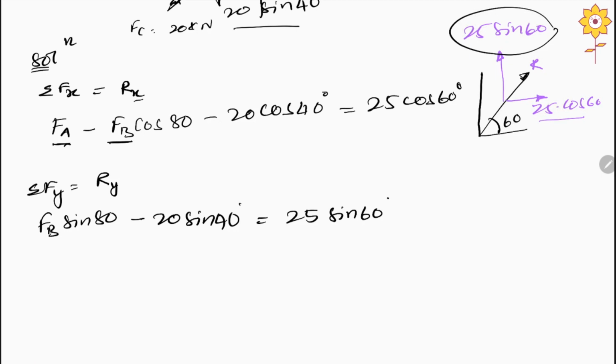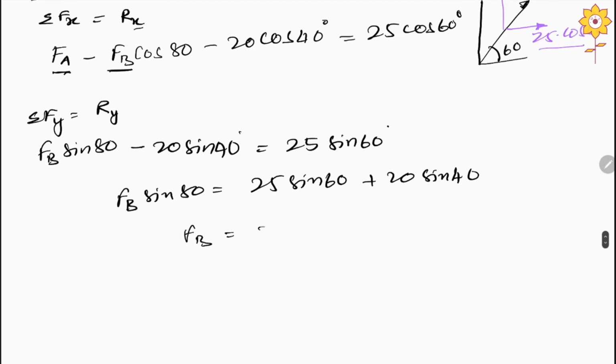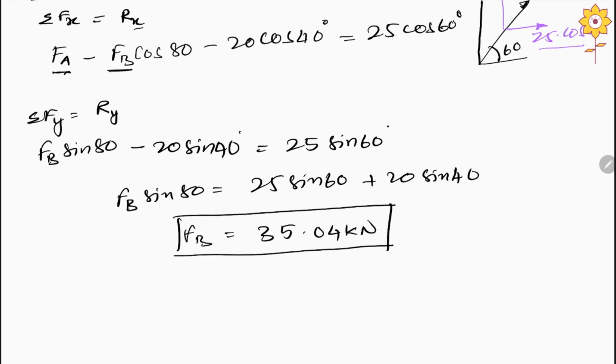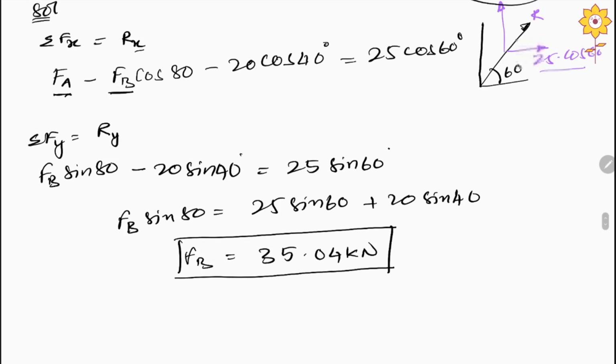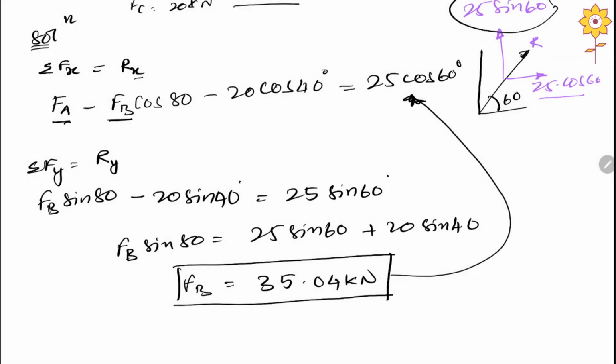If you want to find out FB, FB sin 80 will be equal to 25 sin 60 plus 20 sin 40, and if you solve this equation, we get FB as 35.04 kilonewton. So we found out one force out of two. Now we have to put this FB in the earlier equation, so now we can get the value of FA.